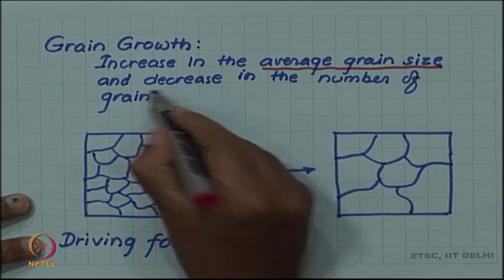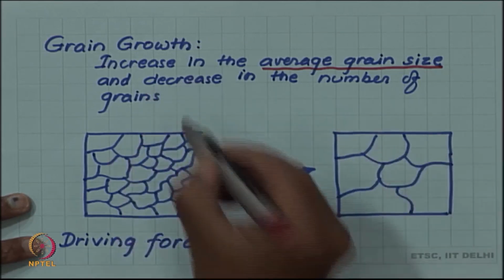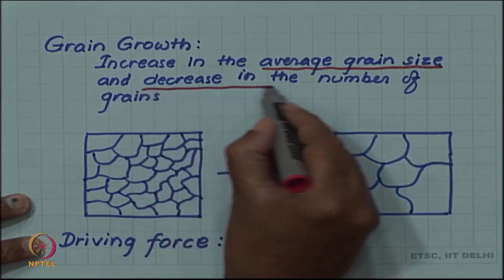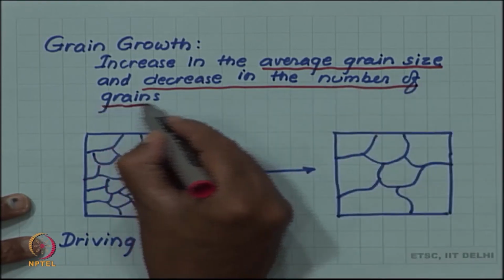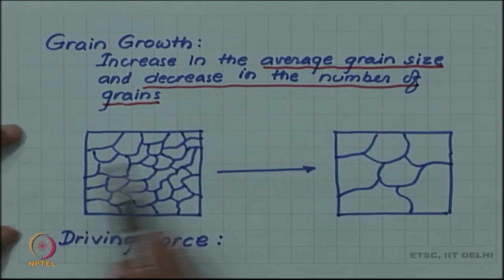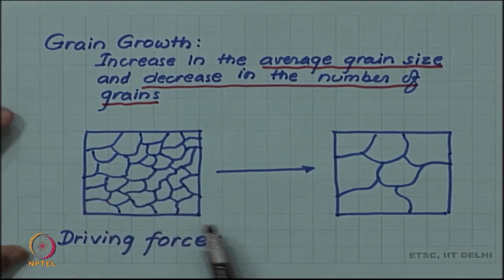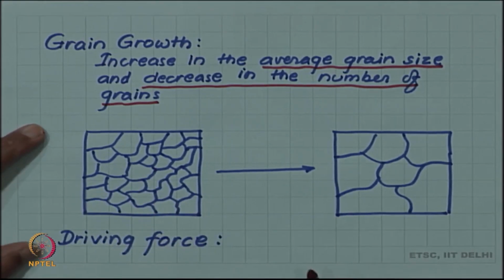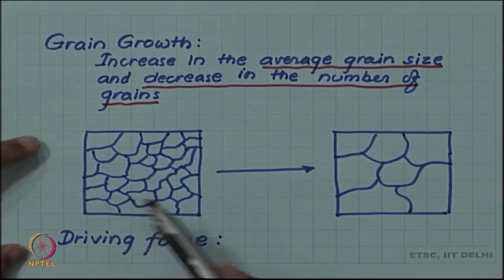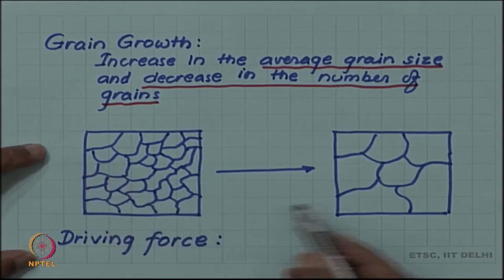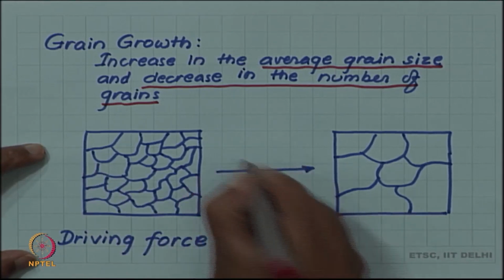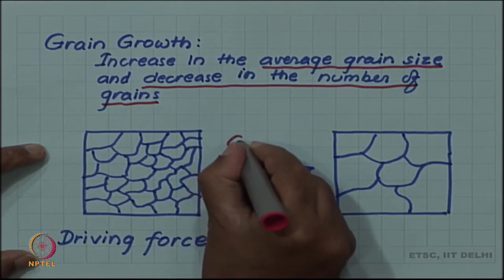and this obviously, since the total volume of the material is constant, will lead to decrease in the number of grains. So, you can see here a fixed volume of material with a fine grain microstructure when it is undergoing annealing and after recrystallization. So, the grains will increase, and this step is called the grain growth.